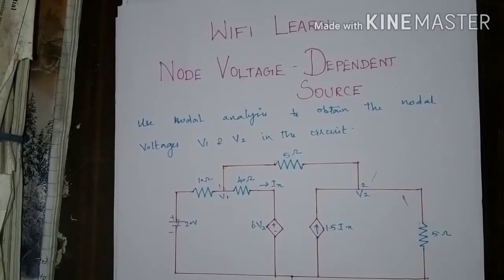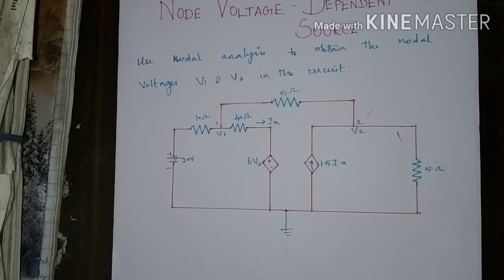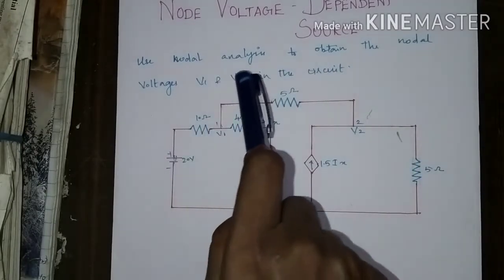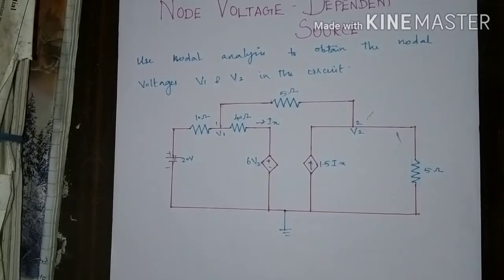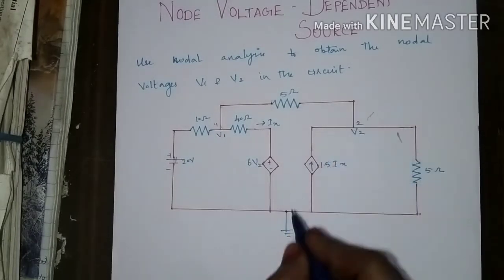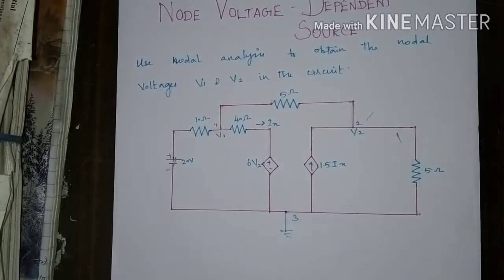In this video, we can see some node voltage problems with the dependent source. In this problem, use nodal voltage analysis to obtain the node voltages V1 and V2 in the circuit. Here they have given a circuit and it has three principal nodes. We have to take one node as a reference that has to be grounded. This is node 1, node 2 and this is node 3. This third node has been grounded.